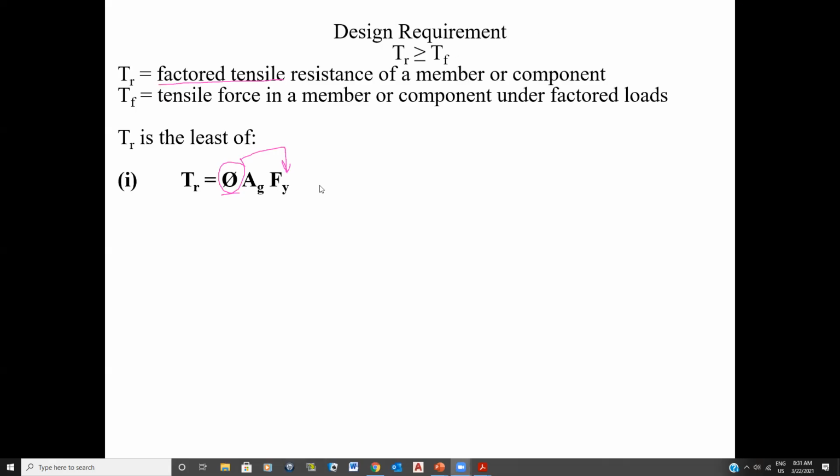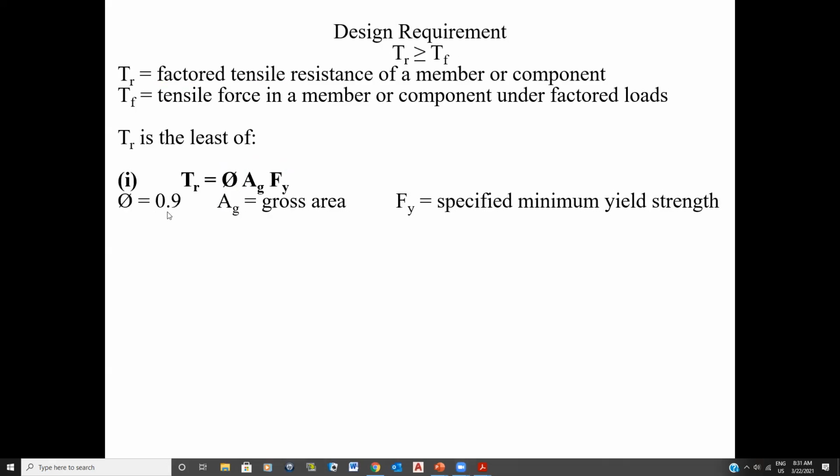So we know that phi for structural steel is 0.9. And that's because when the mills produce the members or the components that we want to use, there's a very good quality control on the production of the steel and also on the actual rolling of the members and all that. So that raises our level of confidence that the material is going to have that resistance. Okay. And of course, AG is the gross cross-sectional area. Okay. And Fy is the specified minimum yield strength.